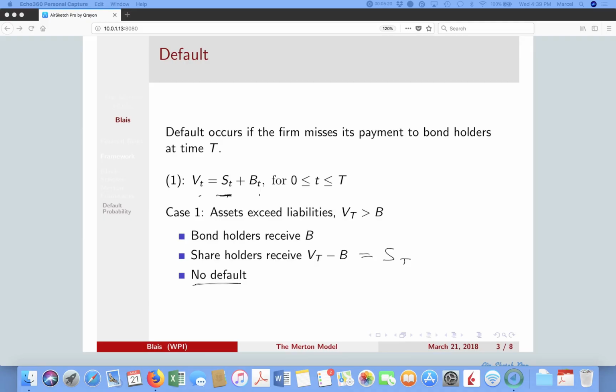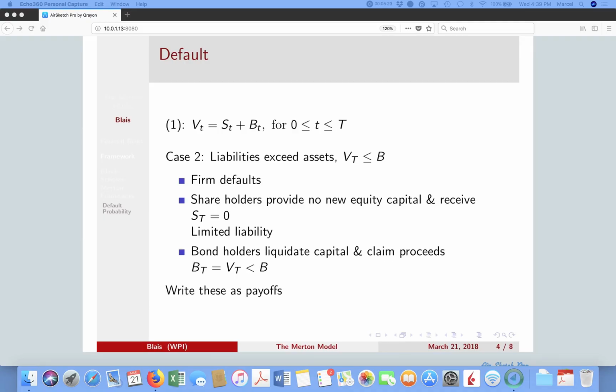The other case is the case where, of course, the firm does default. So case two, liabilities exceed assets. The amount that needs to be paid to the bondholders is bigger than or equal to the value of the firm. So this is the case where the firm does in fact default. And in that case, the shareholder equity goes to zero. So you want to think of this as the firm going out of business. The firm is bankrupt, the firm is done. So the stock price goes to zero. And this is what we call a limited liability option being exercised on the part of the shareholders.